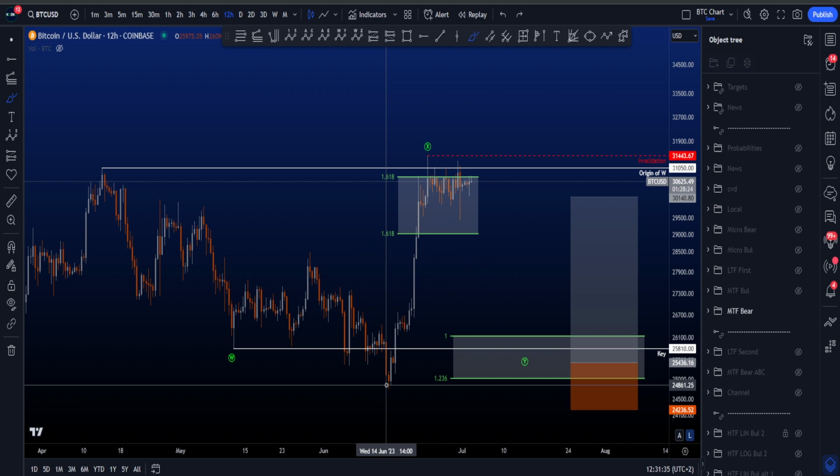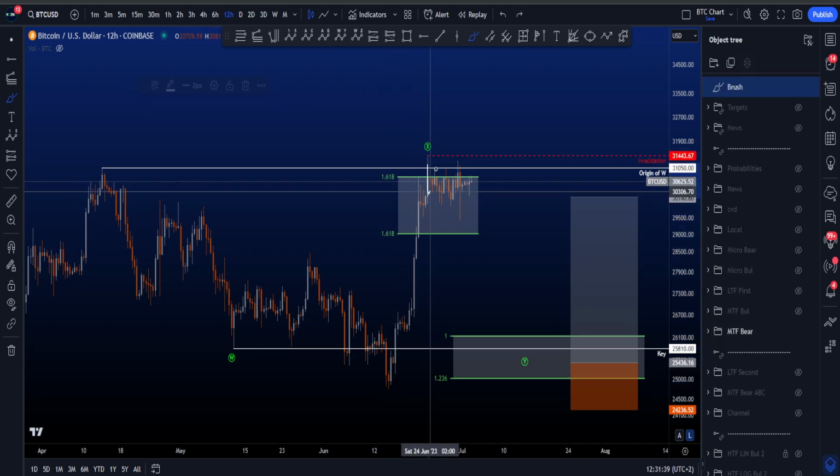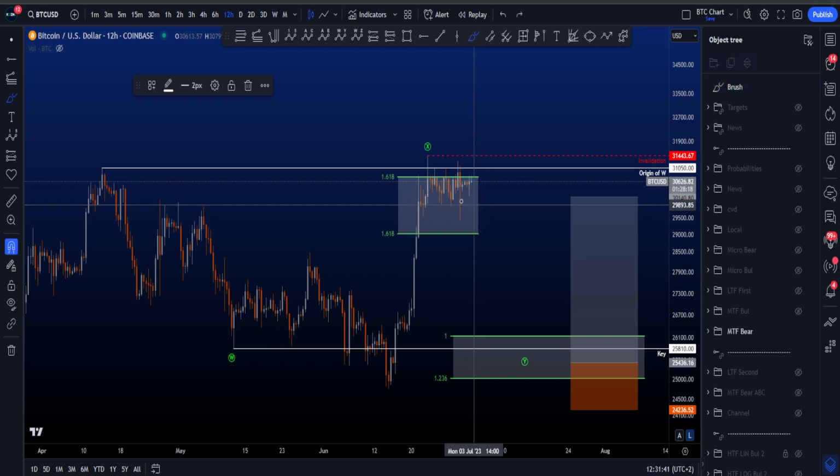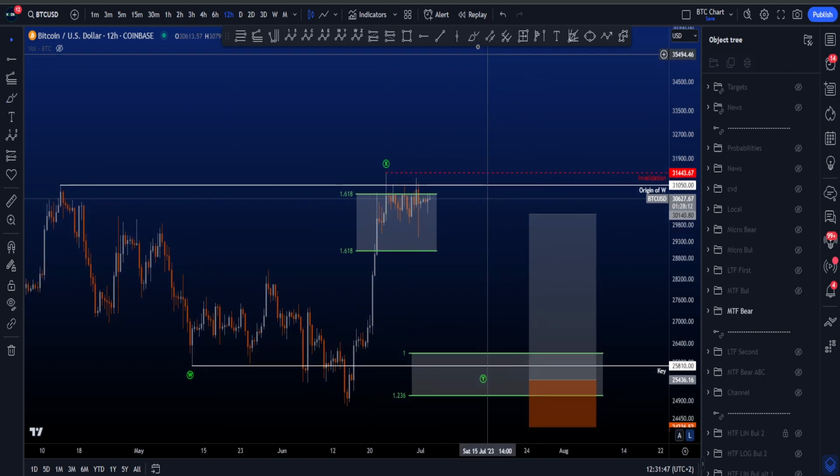Also, a wave C is an impulsive structure, and this move over here looks like a nice impulsive structure, but this range is too long now for a potential wave 4 and another wave 5. So having the high of a wave C inside this area is definitely what I'd be looking for.